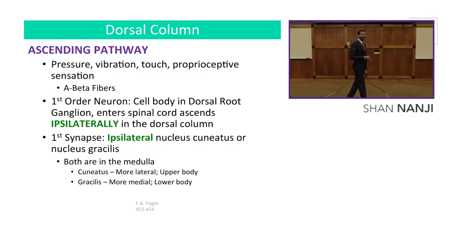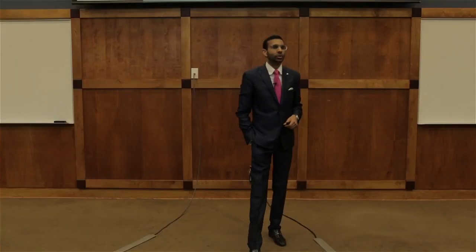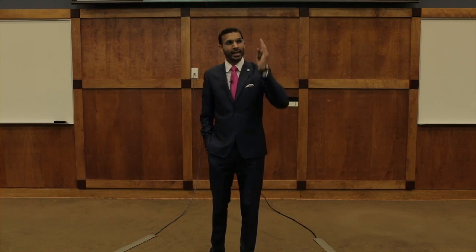So cuneatus is more lateral and responsible for the upper body. Gracilis is more medial and responsible for the lower body. Cuneatus, upper. Gracilis, lower. Excellent. And remember that cuneatus is only visible at the level of T2 or above. So you will see the gracilis more medially, and the cuneatus you will see laterally at T2 or above.